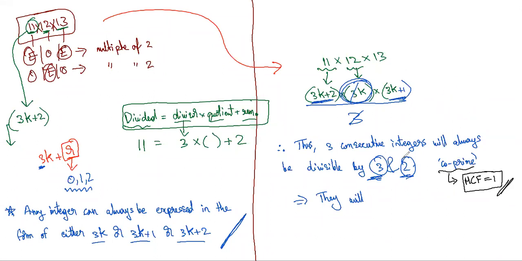So as 3 and 2 are co-prime with respect to each other, I can tell that the 3 consecutive integers will also be divisible by their product, which is 3 into 2. See, whether you multiply 1 or you don't multiply 1, there is no difference. I can always say into 1. Which is nothing but 3 factorial.